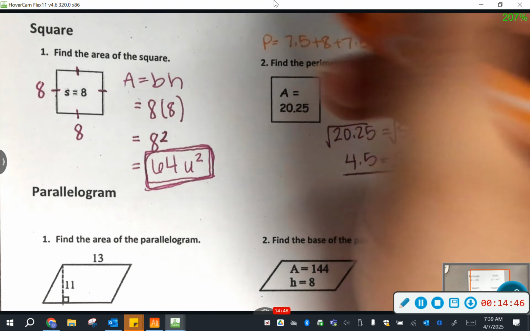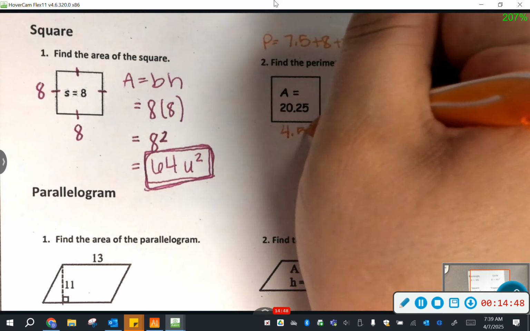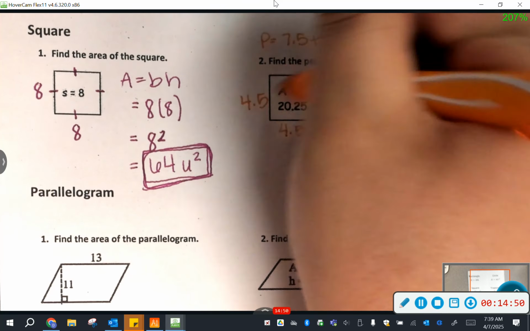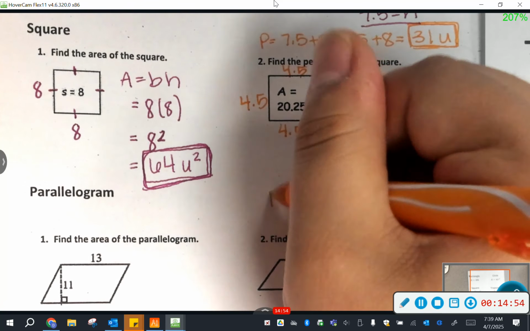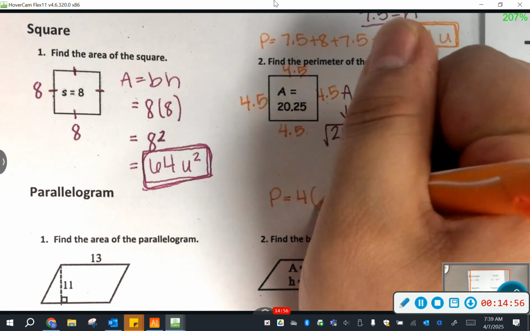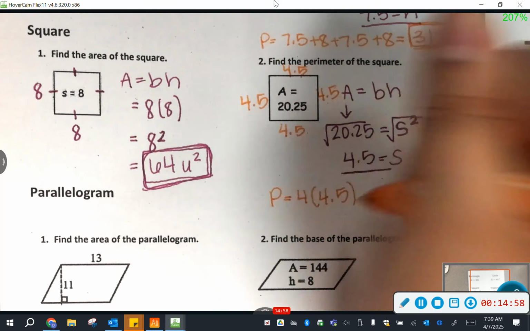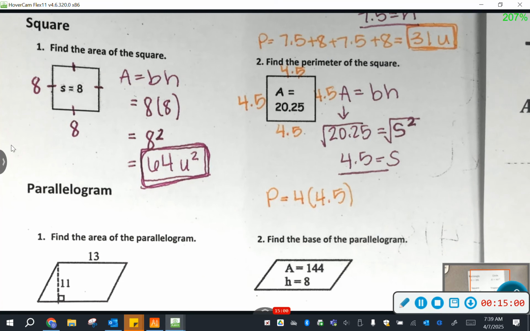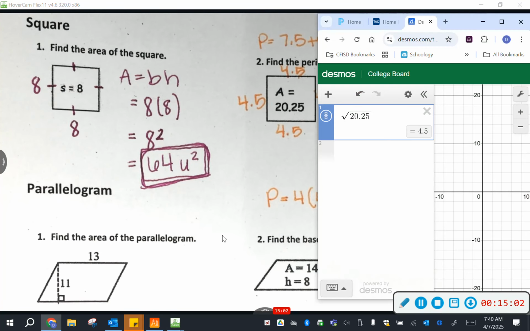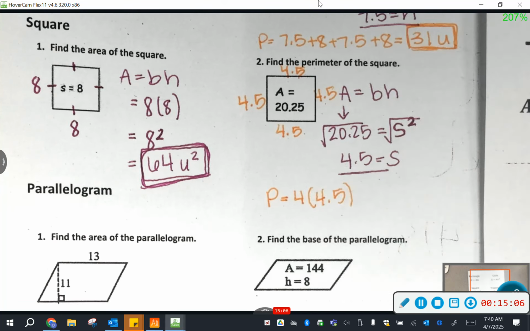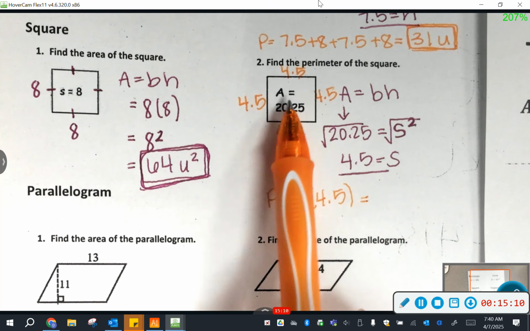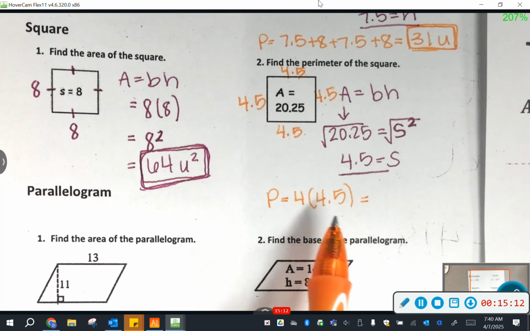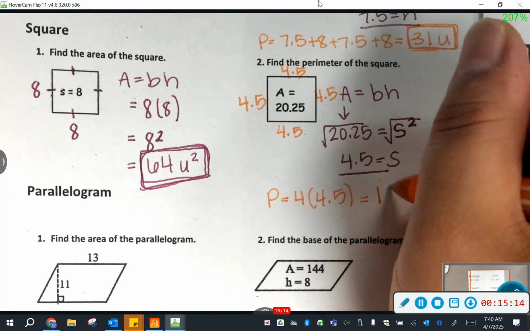Perimeter. Now, because it's a square, what do we know again? All sides are the same. So what can I do here? The perimeter of a square is 4 times the side. So what is 4 times 4.5? 18. And that would be the same thing as 4.5 squared? No. 4.5 squared is your area, which is this. So you're getting perimeter and area confused.